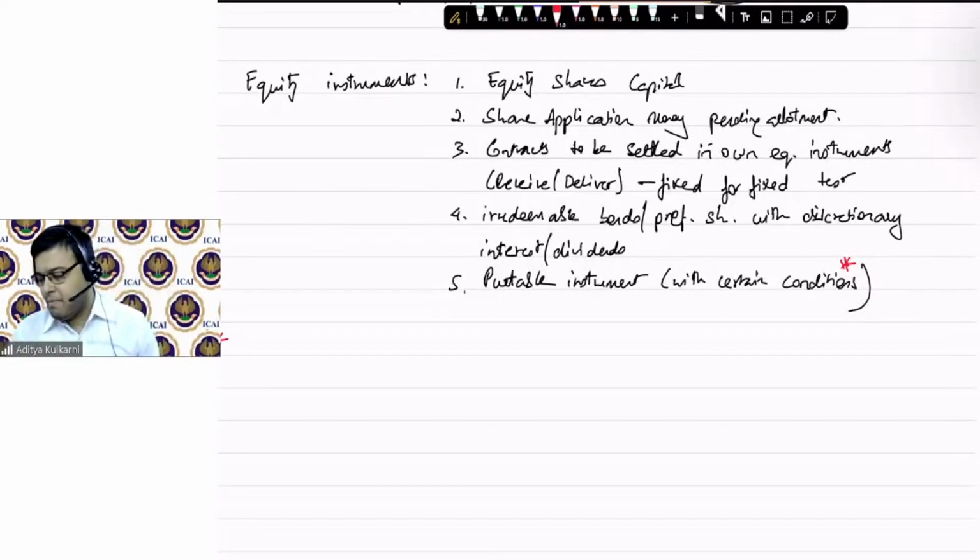Okay, we take a break of 10 minutes. It's 9. We resume at 9:10. We discuss the conditions of this puttable instrument, and then that concludes our discussion so that we can move on to derivative accounting. Maybe it will be tomorrow only. We will do derivative accounting after that. All right, a 10-minute break, please, and then we shall continue.